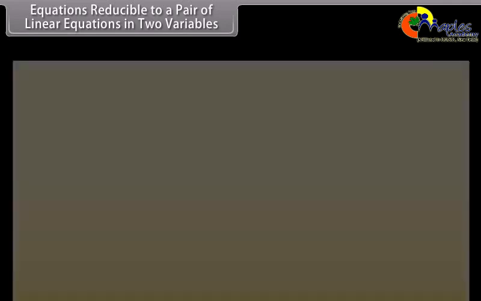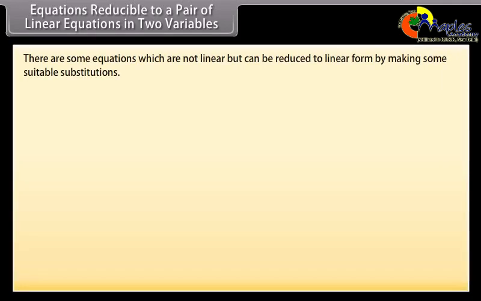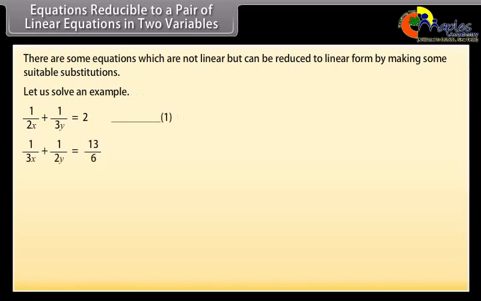Equations reducible to a pair of linear equations in two variables. There are some equations which are not linear but can be reduced to linear form by making some suitable substitutions. Let us solve an example. Solve 1/(2x) + 1/(3y) = 2, equation 1, and 1/(3x) + 1/(2y) = 13/6, equation 2. Solution. Let a = 1/x and b = 1/y.